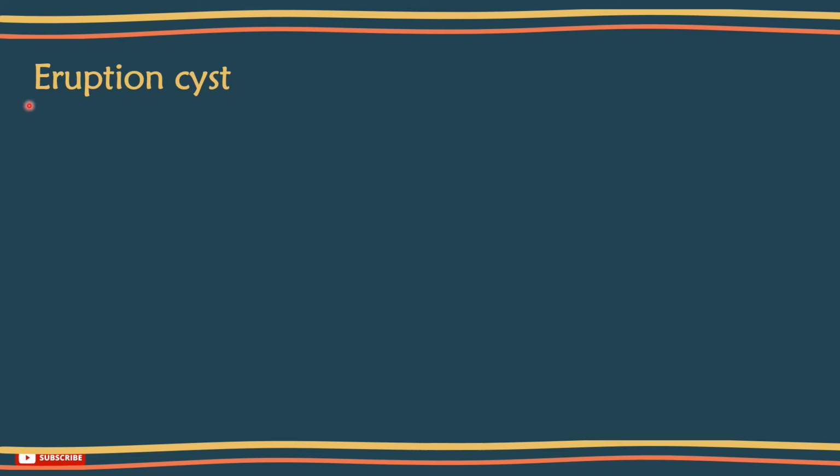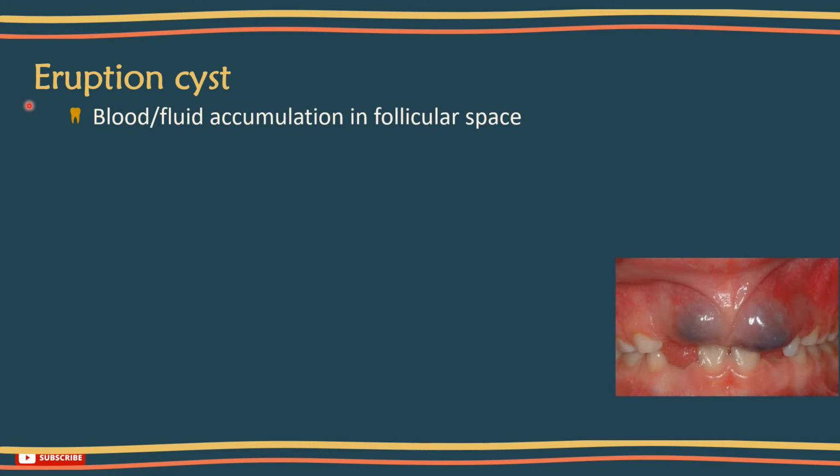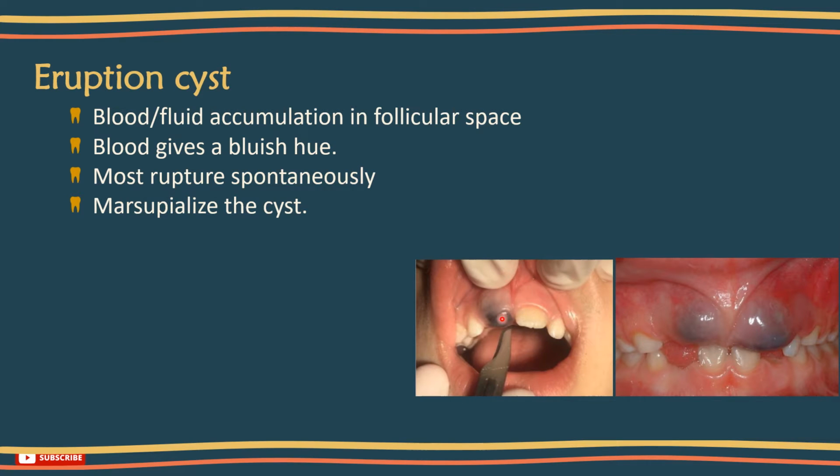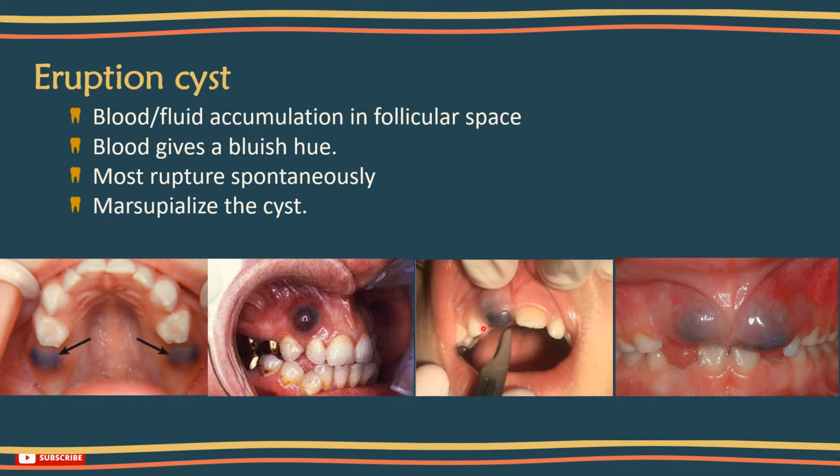Eruption cyst. This is caused by an accumulation of fluid or blood in the follicular space overlying the erupting tooth. The presence of blood gives the bluish hue. Most of these cysts rupture spontaneously, allowing the eruption to proceed, but rarely it may be necessary to marsupialize the cyst surgically. And as you can see, it can mostly form in the upper incisor region, but it can also form in other places like canines and molar regions.